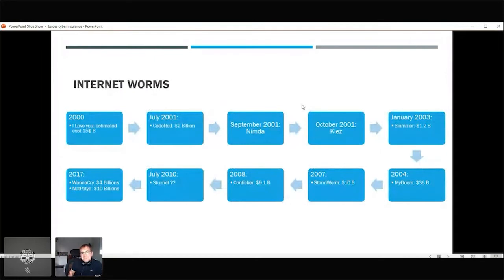But if you look at the uptake of cyber insurance, it's very much correlated with what we have seen in terms of internet worms. In 2000, there was the ILOVEYOU worm, with an estimated cost worldwide of $15 billion. Then there was CodeRed in 2001, Nimda, and others. How many people remember that? There was the Slammer worm. And then MyDoom, Storm Worm, Conficker, and Stuxnet, which wasn't designed to disrupt the general public, but we know it was targeted at Iranian enrichment plants, though it was infecting a lot of endpoints. And then the recent ones, WannaCry and NotPetya, which I think everybody knows about, with 4 billion and 10 billion in damages in total.